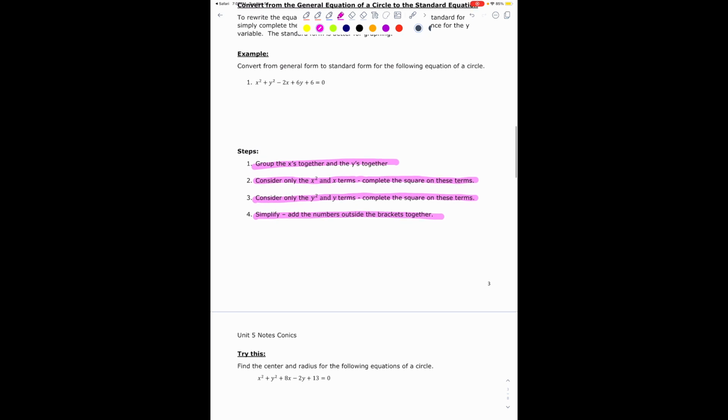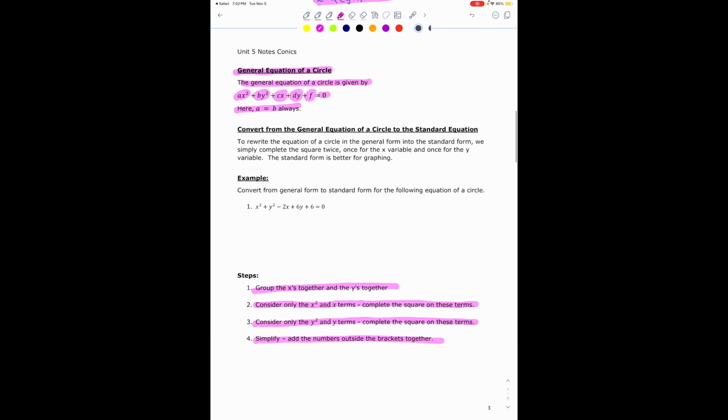So here is how we're going to do it. First step is to gather the x's together and the y's together. So I'm going to say x squared minus 2x plus some number, and then I will gather the y's together, plus y squared plus 6y plus a certain number, and then I have to take the constant to the other side. So this is equal to negative 6. Okay, similar to what we did before.